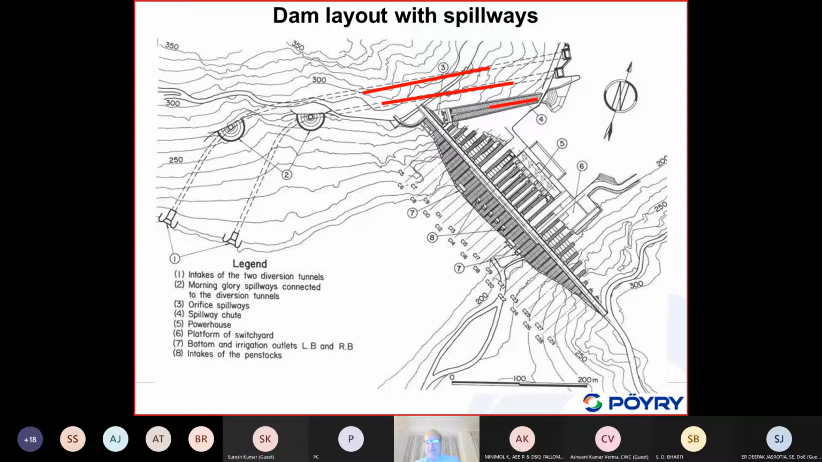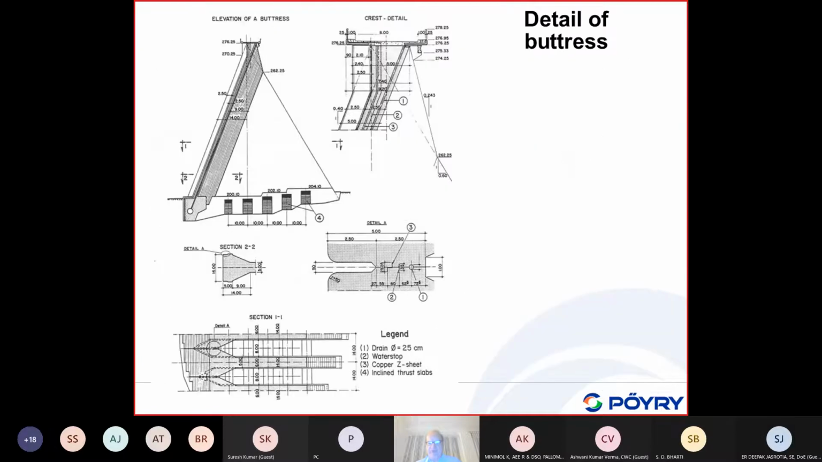And now this Alborz mountain is in an area of high seismicity in Iran, like the other mountain range, the Zagros mountain range, further to the west. Okay, this is a typical cross-section. This is a buttress dam.